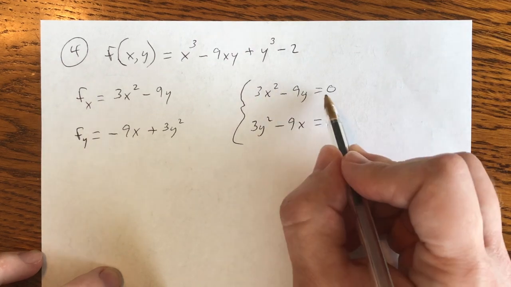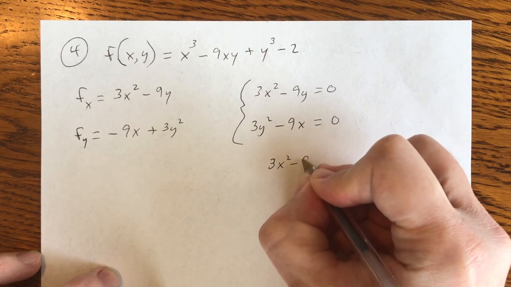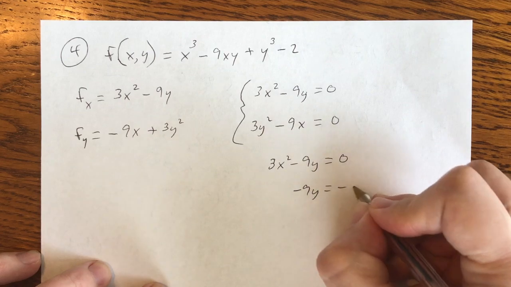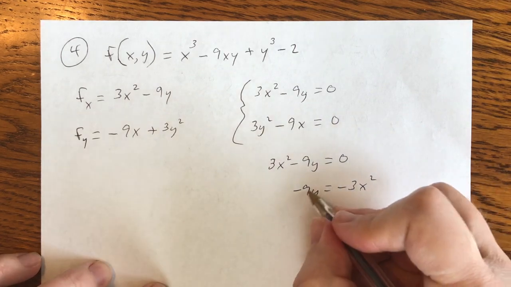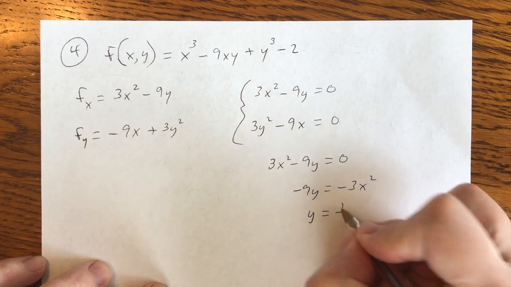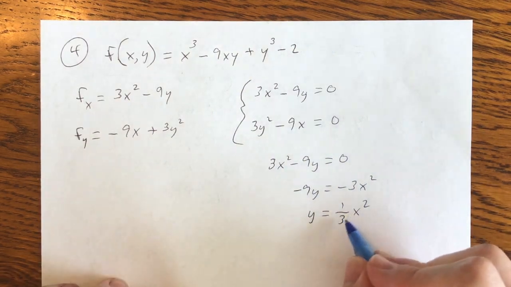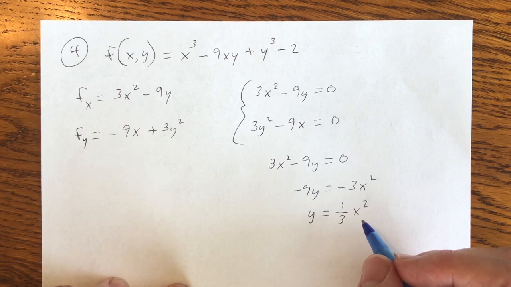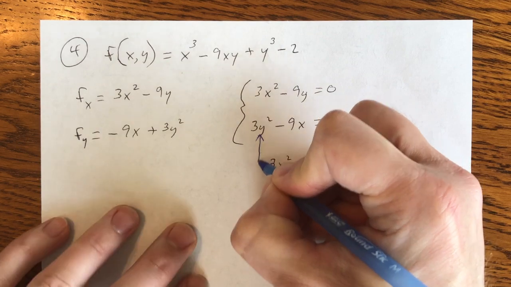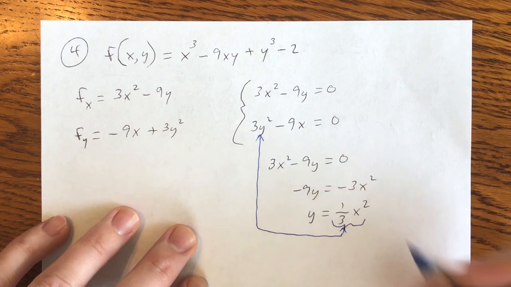So in this first equation, what I'm going to do, I'll rewrite it for you. In this first equation, I'm going to isolate y. I'm going to solve for y. So I get this. Dividing both sides by negative 9 would yield what? Y equaling 1/3 x squared. So now I have y equaling this value in terms of x. Okay, so what I'm going to do is replace this y right here with what y must be equal to in terms of x.